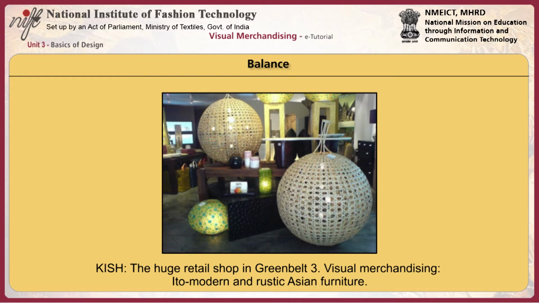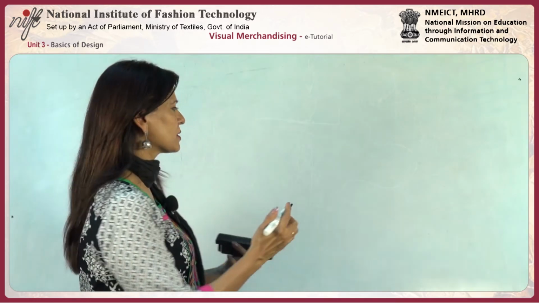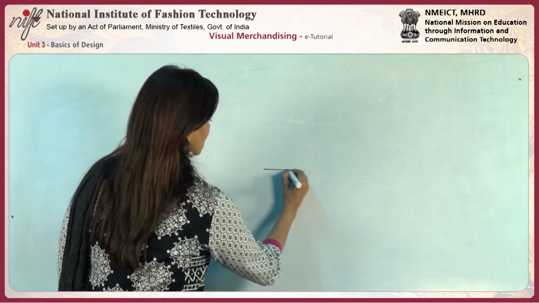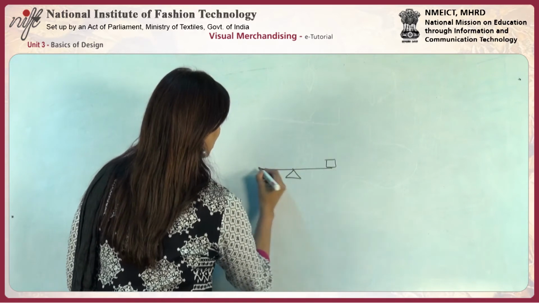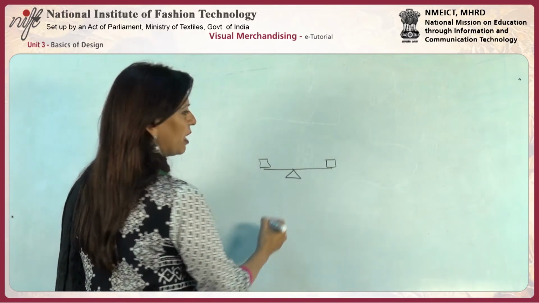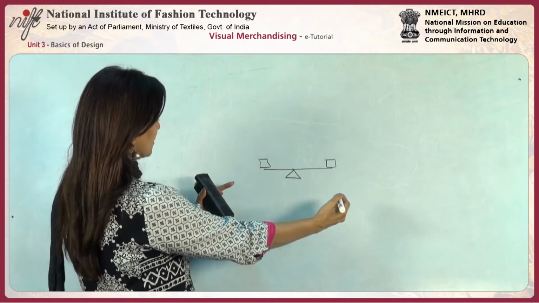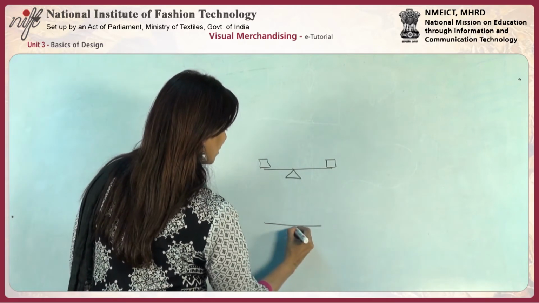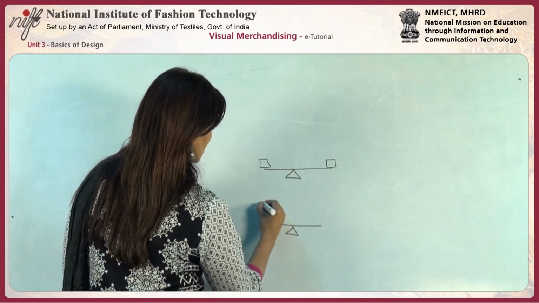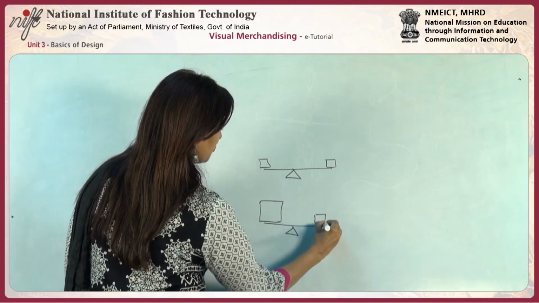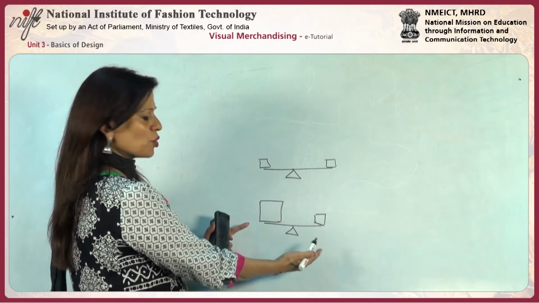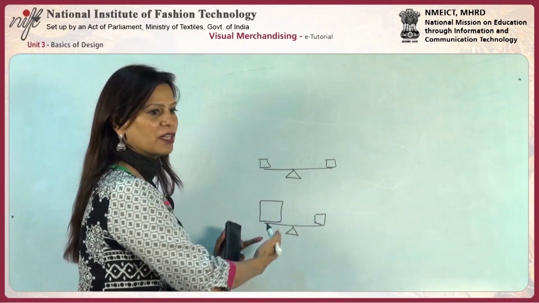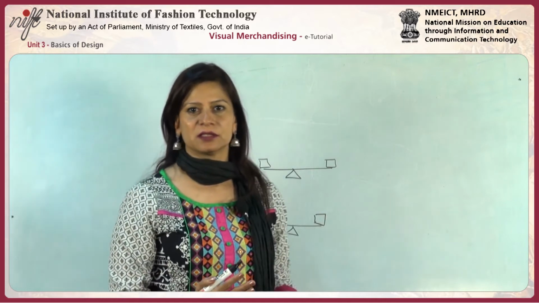The next principle of design is balance. Balance can be explained, as we know, as a fulcrum in the center with an equal amount of weight on either side. It could also be balanced if you have a larger volume to a smaller volume with difference in weights, or difference in weights with respect to color.